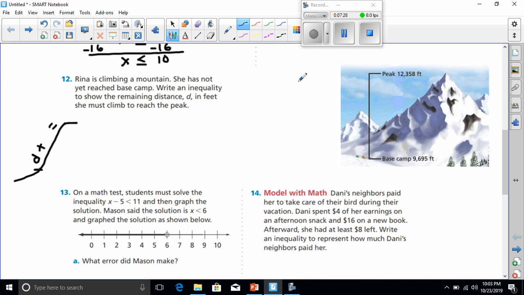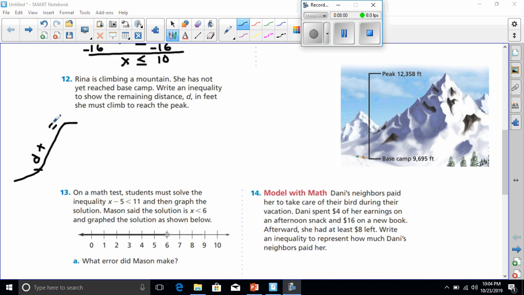Well, we can only find that distance. We see that we've got 9,695, right? And then we have 12,358. So we have to figure out how to make an equation with the information that's given. The part that's hard here is without knowing the distance that she's traveled, you don't know the whole distance, but really we're talking about an inequality, not an equal sign here.